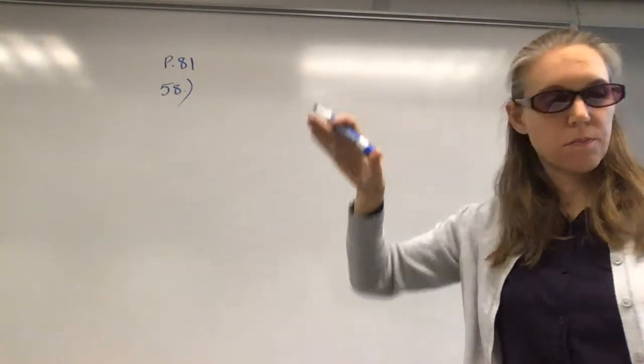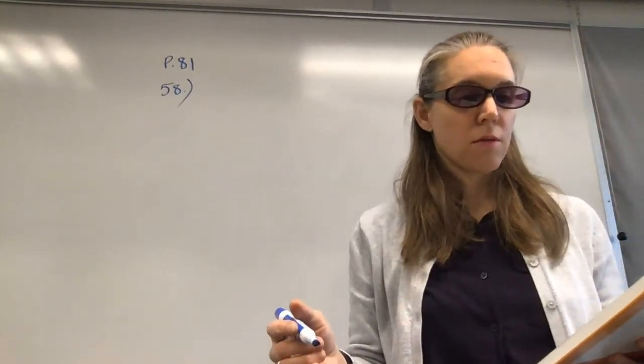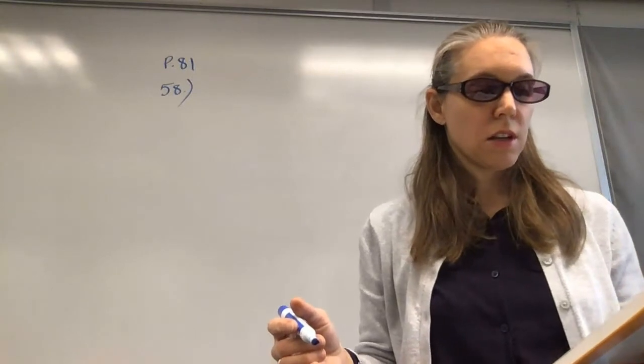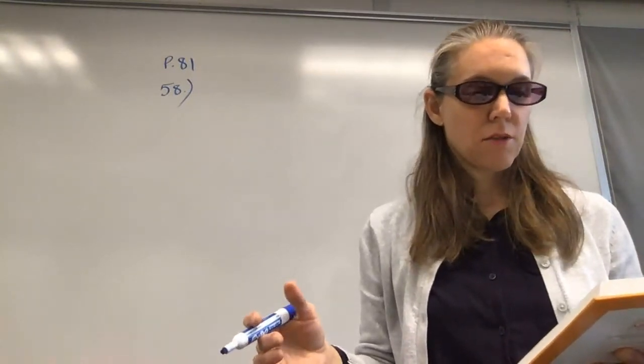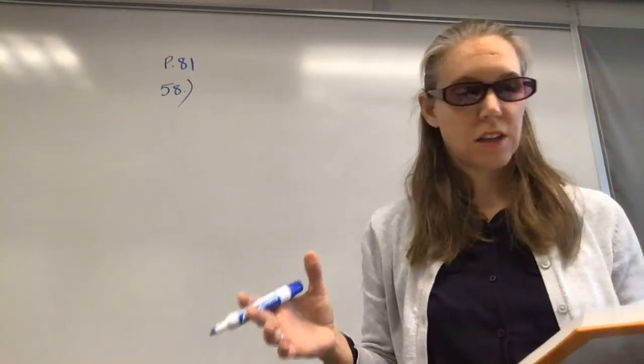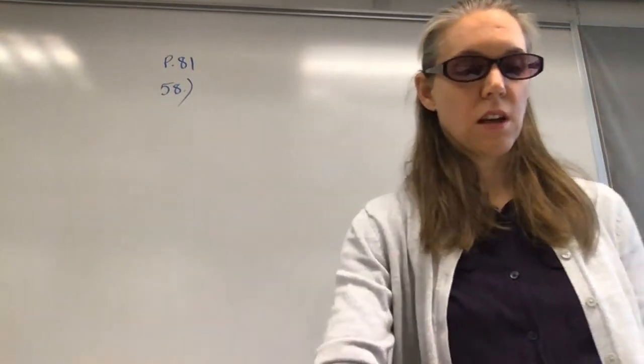So in this problem, it says the length of the shadow of a flagpole, 55.2 feet tall, is 27.65 feet. Notice that for both numbers, we have 4 significant digits. Find the angle of elevation of the sun to the nearest hundredth of a degree.